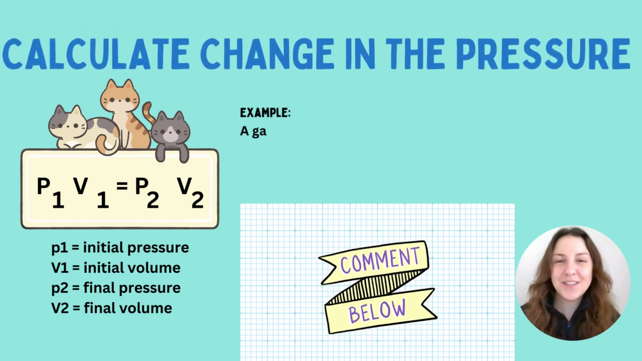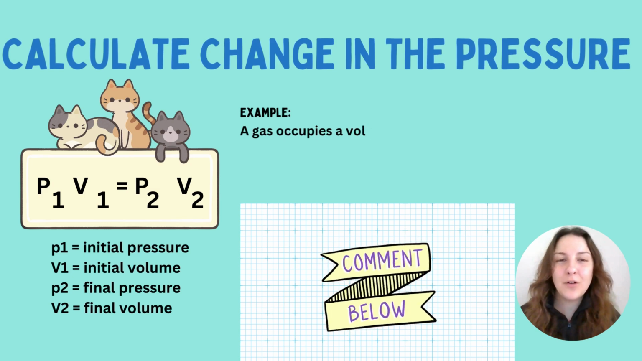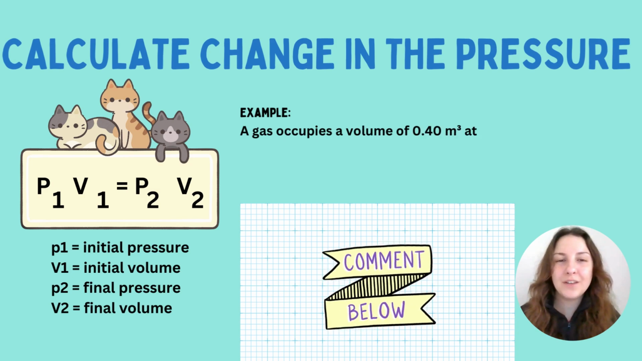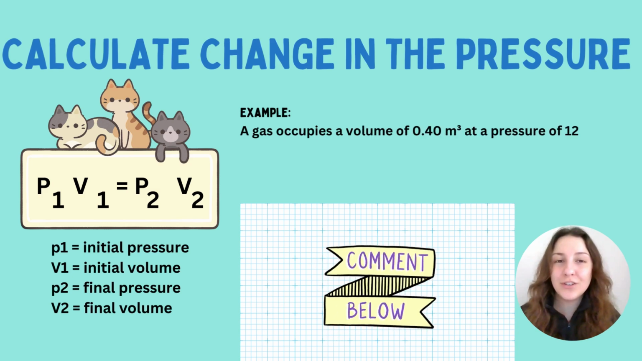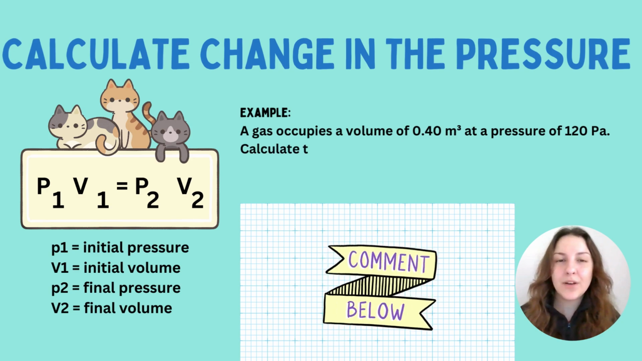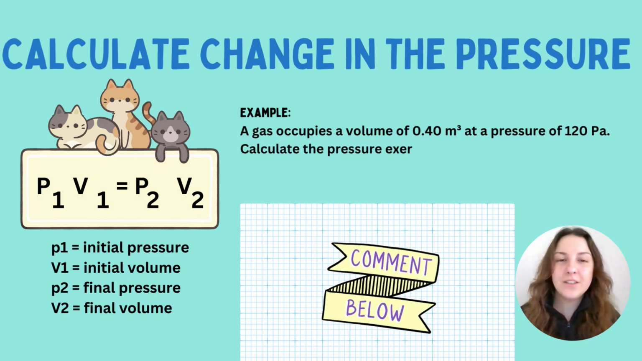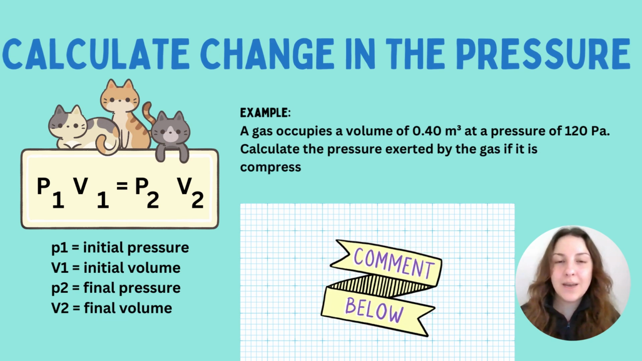So here is a question for yourself. It says a gas occupies a volume of 0.40 meters cubed at a pressure of 120 pascals. Calculate the pressure exerted by the gas if it is compressed to a volume of 0.35 meters cubed. Assume that the temperature and mass of the gas stays the same.